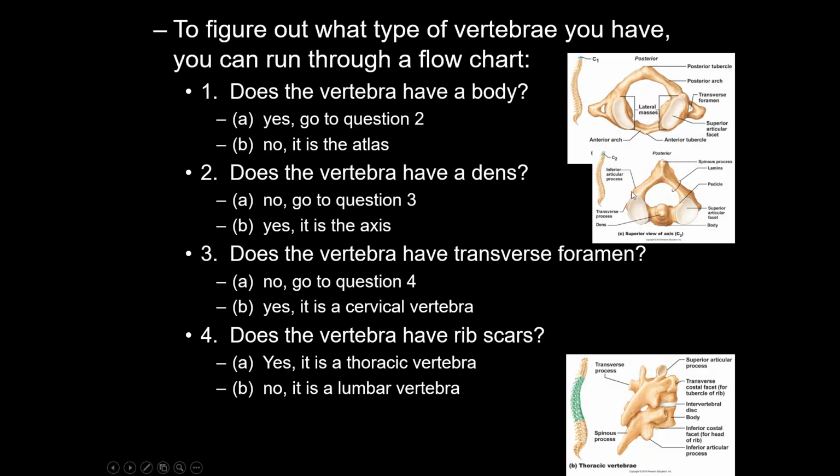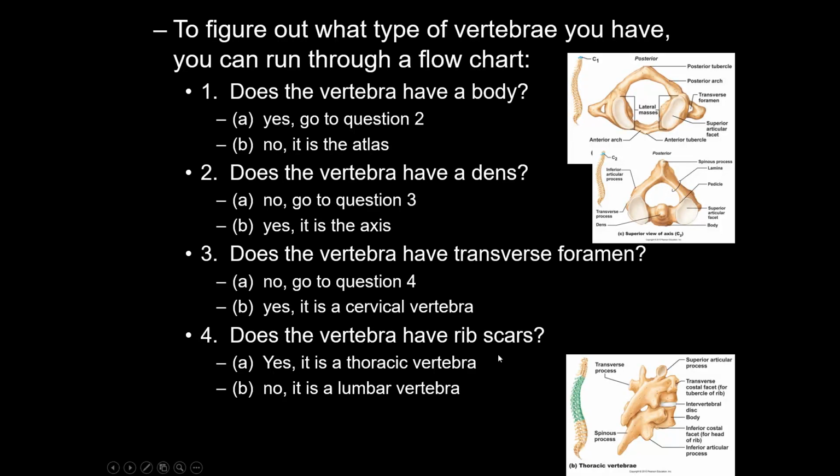Now the top two, the atlas and the axis, also have those. It's difficult to see in this one, but it is there as well. That's why you needed to weed those out before you get to this question. But if we have transverse foramina, it's one of your cervical vertebrae. If it doesn't, we come down here to the last question.